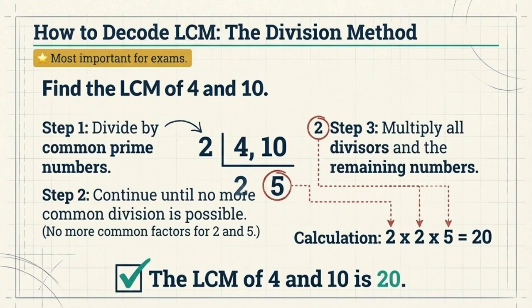4 divided by 2 is 2. 10 divided by 2 is 5. Step 2. Can we divide again? No. 2 and 5 have no common factors. Step 3. The L-shape sweep. Multiply the divisor 2 by the remainders 2 and 5. The LCM is 20, fast and efficient.